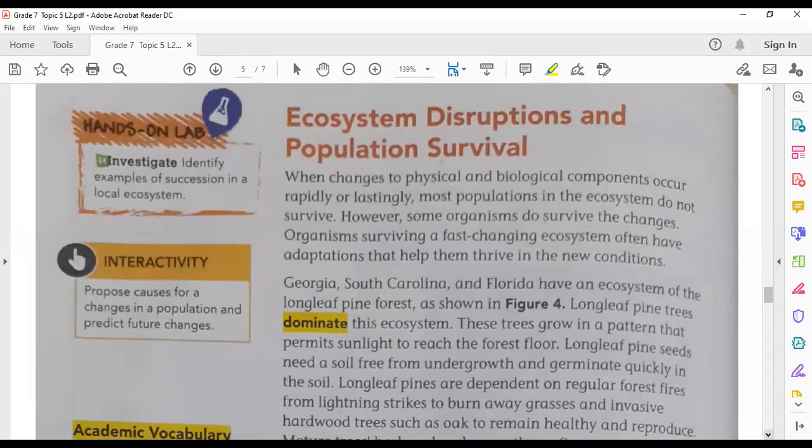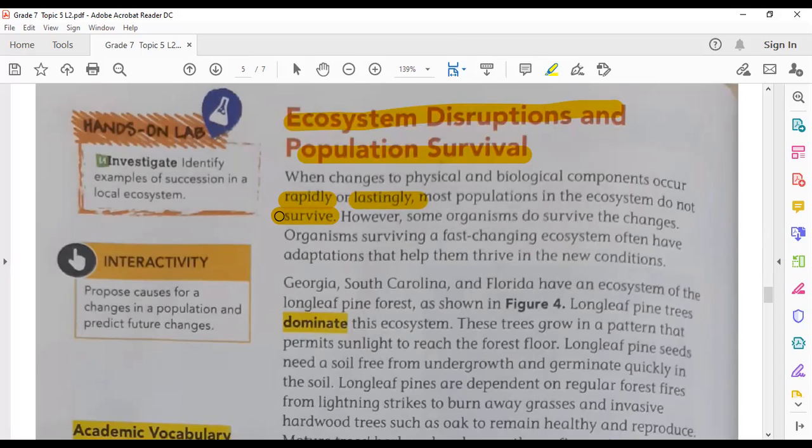The last subject in this lesson is ecosystem disruptions and population survival. As we all know, when a disaster occurs, or when changes to physical and biological components occur rapidly or lastingly, most populations in the ecosystem do not survive. Suppose, for example, that we have a volcano. Volcanoes, earthquakes, devastating fires: these changes can cause a rapid change to the environment.